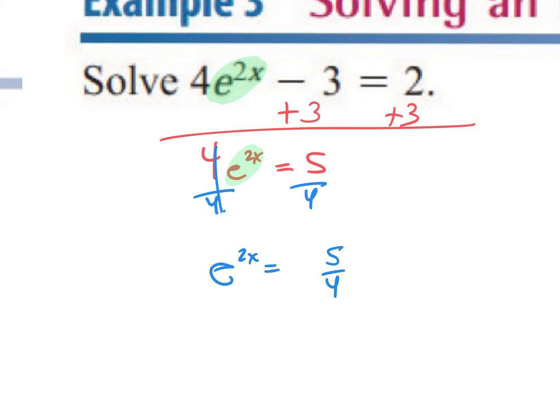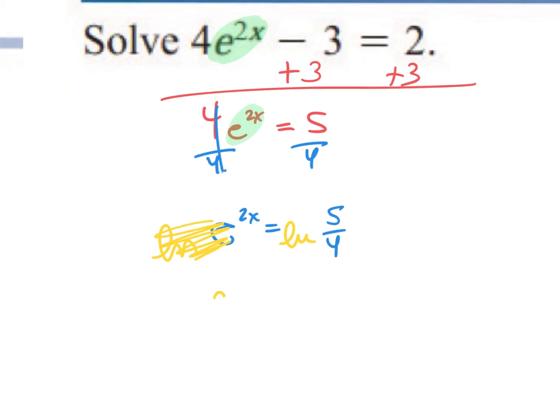I have e to the 2x. What is the opposite of e? You guys just told me. ln. So if I take the natural log of this side, what I do to one side, I do where? To the other. What happens with ln and e? They cancel out. What am I left with? 2x equals, in your calculator, put it in just like this. Hit ln and then do 5 divided by 4 and close your parenthesis. What do you guys get? 0.22314, something like that? Yeah.